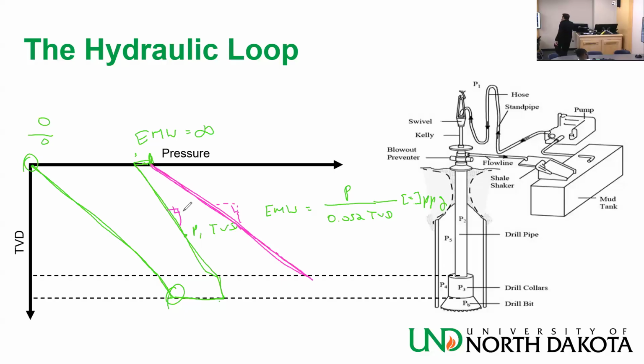But imagine I stop pumping completely, okay? And I only have static mud weight, what we learned in the first module. How will the hydraulic loop look like? And the answer is, I come to 0, and it looks like this. And that's basically, in that case, EMW is equal to rho mud.